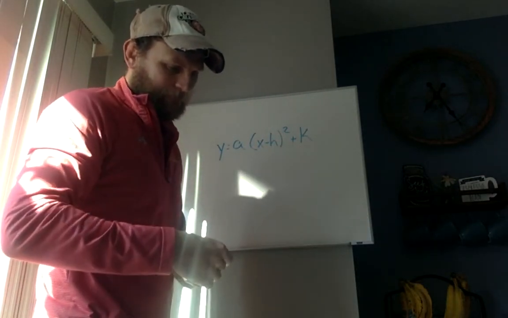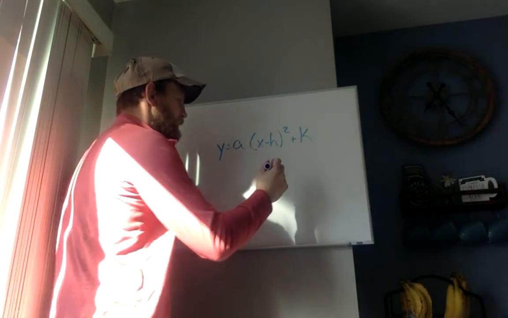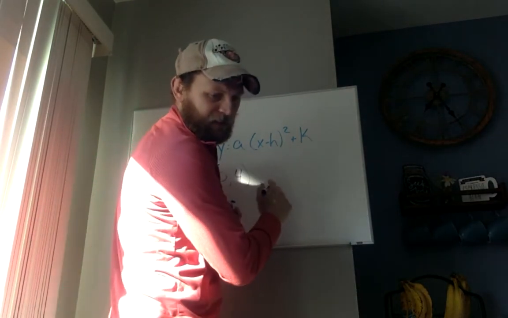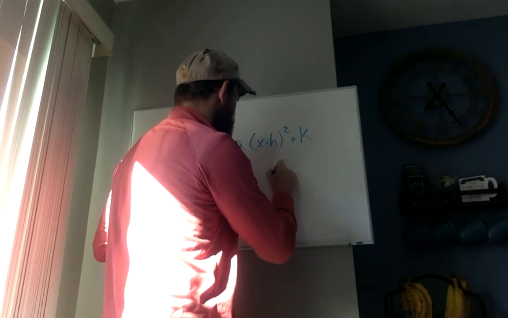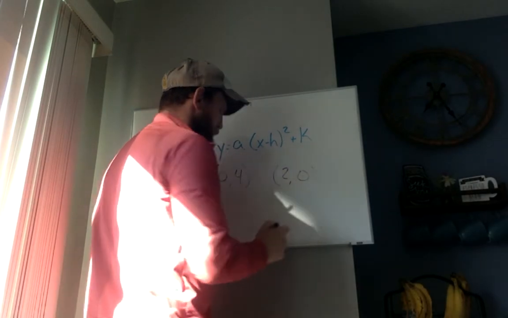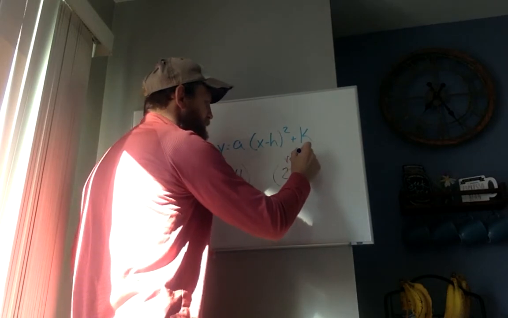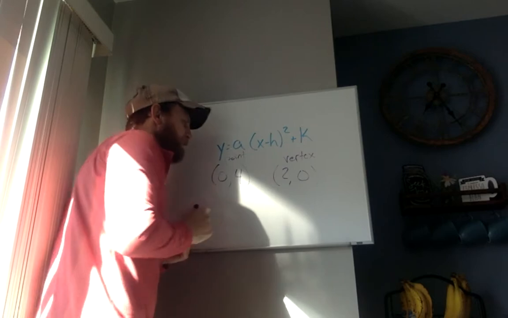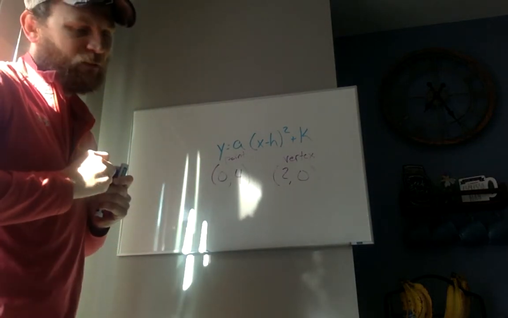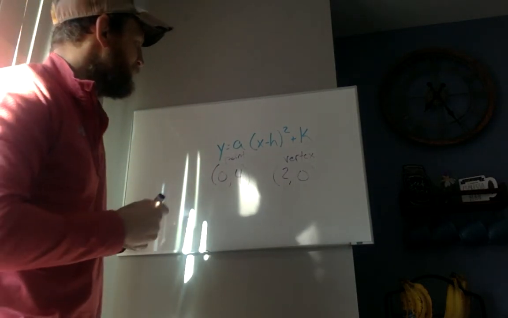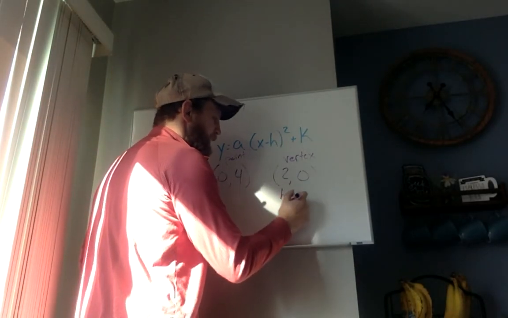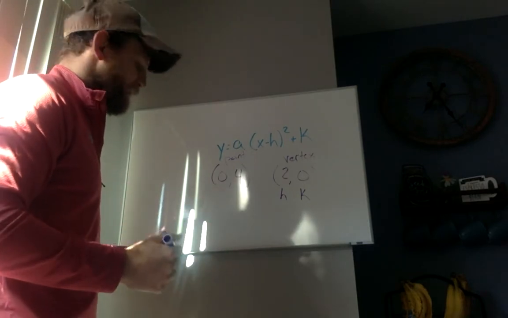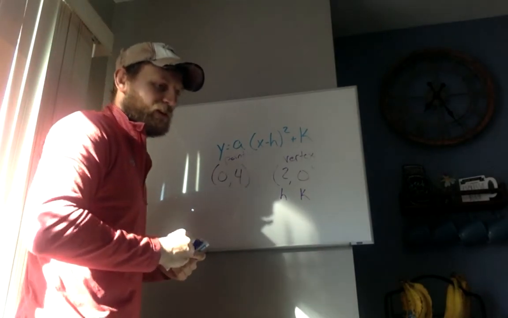So my 2 points are 0, 4, and I have the point 2, 0. This one's the vertex, and this is just a point, so I'm going to make sure to label that for you guys. Now the vertex, when we're in vertex form, I remember it as Harry Callis, HK. So I'm just going to go ahead and plug those points in.